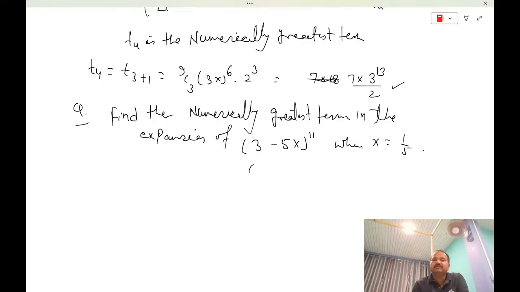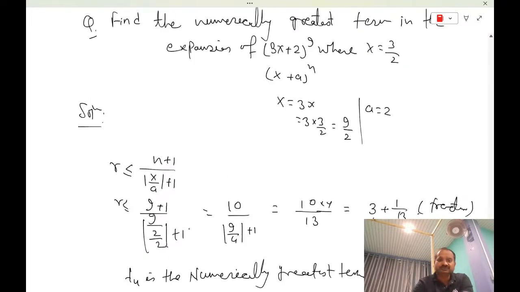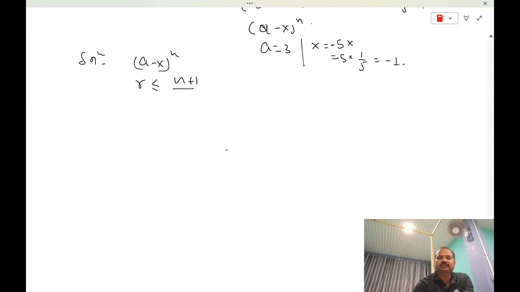So here it is in the form of (a minus x) whole to the power n. So here a is equal to 3, and x will be taken as 5x, and the x value is given, 5 into x, that is 1 by 5. So here it will be minus 1. For this expression, (a minus x) whole to the power n, our r value will be less than or equal to (n plus 1) divided by (modulus of a by x, plus 1). So we will solve for this one.